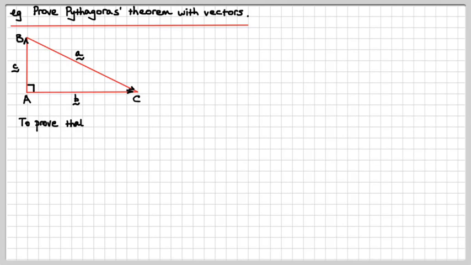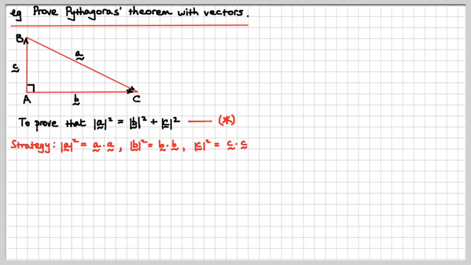Okay, so here we go. To prove that A squared equals B squared plus C squared, written in a vectorish manner, the magnitude of vector A squared equals the magnitude of vector B squared plus the magnitude of vector C squared. Let's see what I have written for you. The strategy will be, here comes the strategy, guys. I'm going to use the fact that the magnitude of vector A squared will be A dot A, the magnitude of vector B squared will be B dot B, and the magnitude of C squared will be C dot C. I'm turning it around into a vector kind of perspective, right?